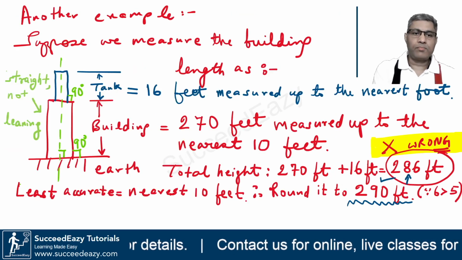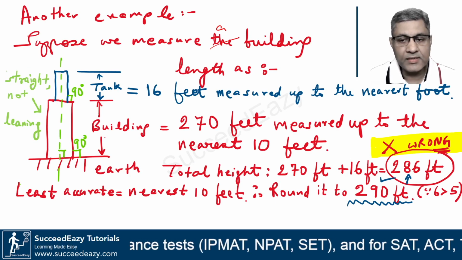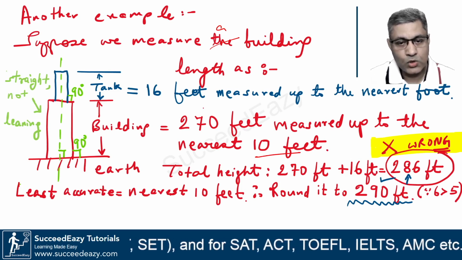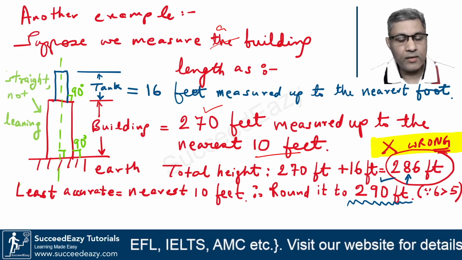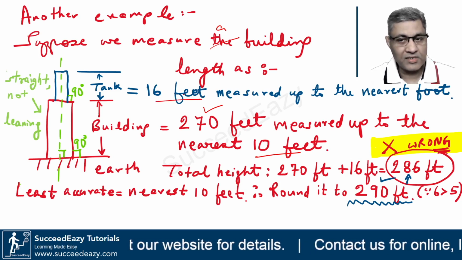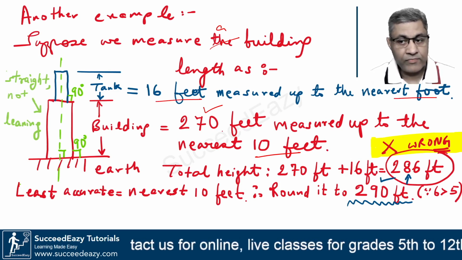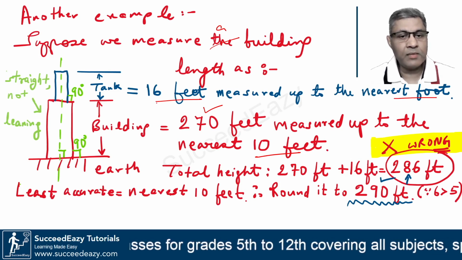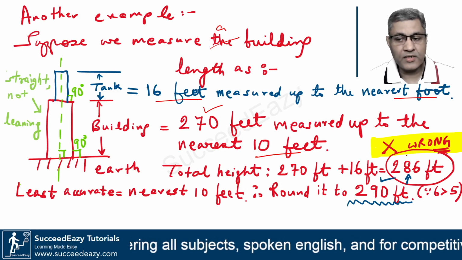Let's take another example. Suppose we measure a building. The length of the building is measured up to the nearest 10 feet as 270 feet, and there is a tank over it which measures 16 feet, and this measurement of 16 feet is correct up to the nearest foot. In that case, if we total it, arithmetically it will be 270 plus 16, that is 286 feet, right? But that will be a wrong representation.